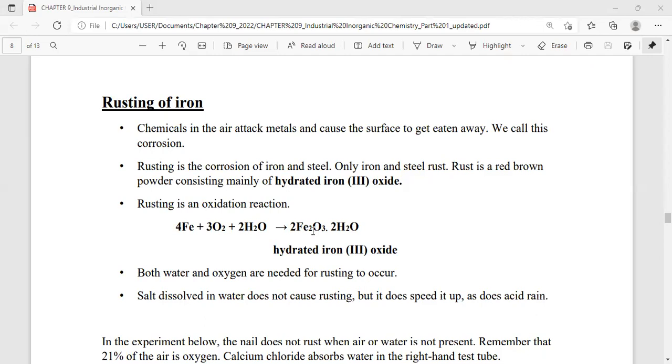In today's lesson, we will learn what rusting is, what the conditions are that cause rusting, and how rusting can be prevented. Okay, and after the rusting part, we will also look at the extraction of zinc. Now, what is corrosion? Who can tell me what corrosion is?